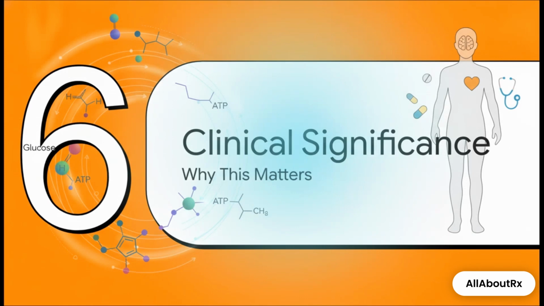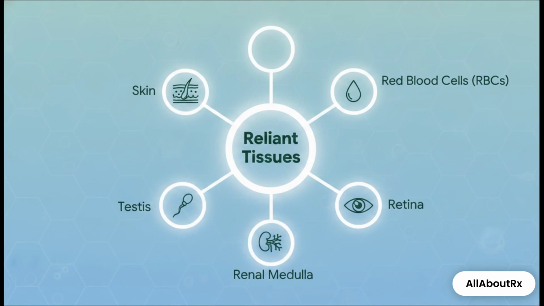Section 6. Clinical and metabolic significance, why this matters. So, why is this so important for pharmacy and medicine? Well, tissues like red blood cells, the retina, testis, skin, and the renal medulla rely on this as their primary energy source. Why? Because they either completely lack mitochondria, like mature RBCs, or they just don't get enough oxygen. This emergency energy pathway is literally their lifeline. Without those two net ATPs, these tissues simply couldn't survive.